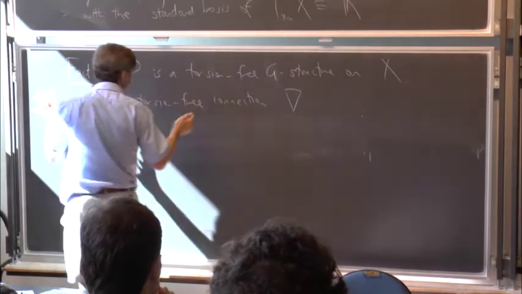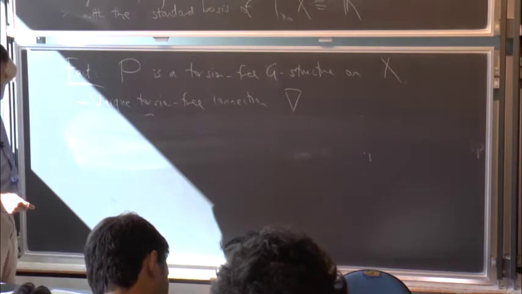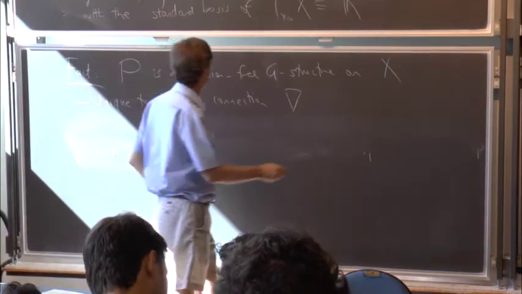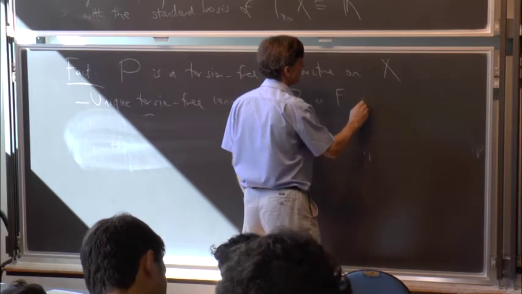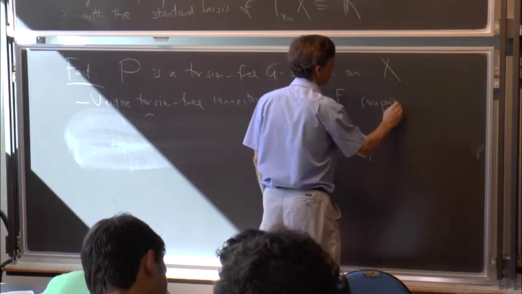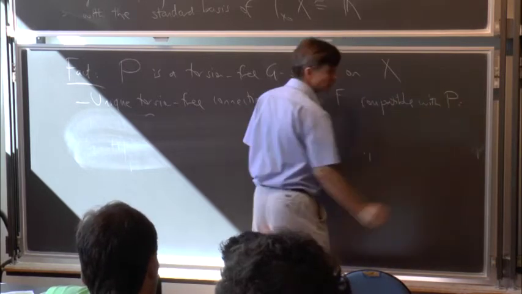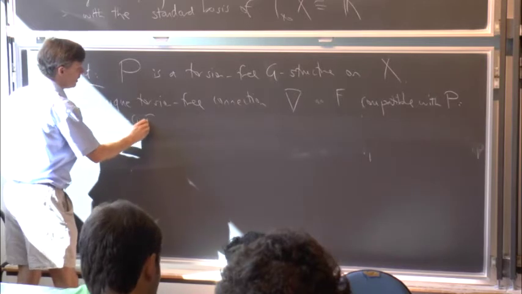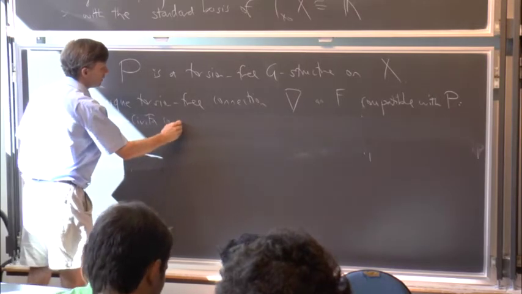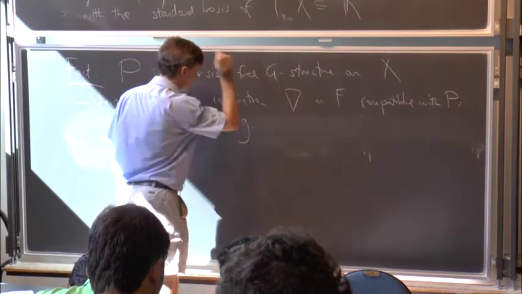H can mean either a Lie group or a connection. Anyway, P is a torsion-free G structure on X. So there's a unique torsion-free connection nabla on F compatible with P, which is just the Levi-Civita connection of the Riemannian metric g.